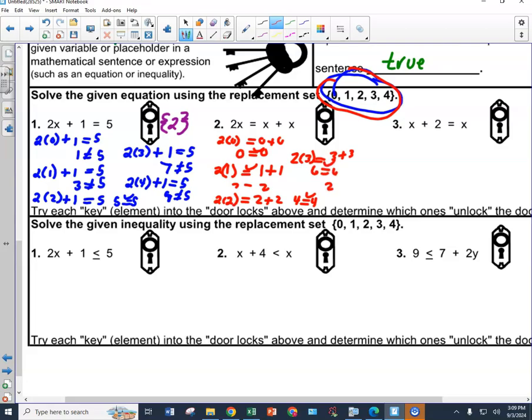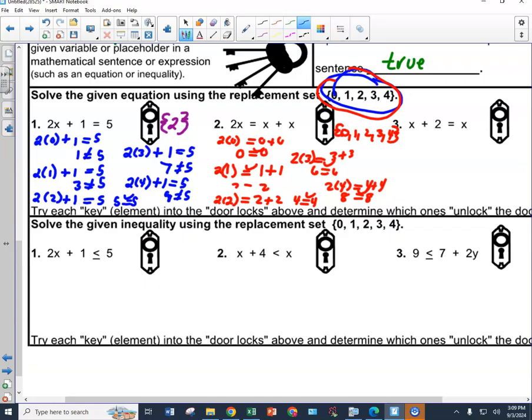Then the last one is 2 times 4. And does 4 plus 4 equal the same thing? Does 8 equal 8? Yes, it does. So that's a check. So actually in this solution set, the replacement set is the solution set. So we put 0, 1, 2, 3, 4. All of them worked. Okay?